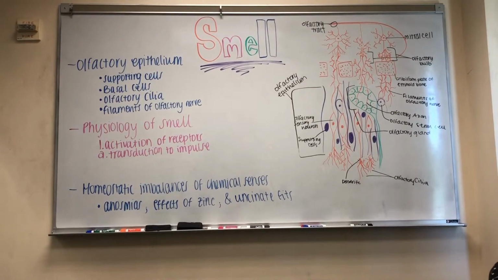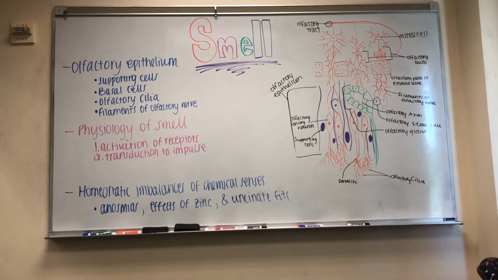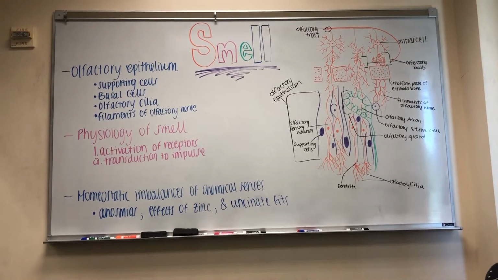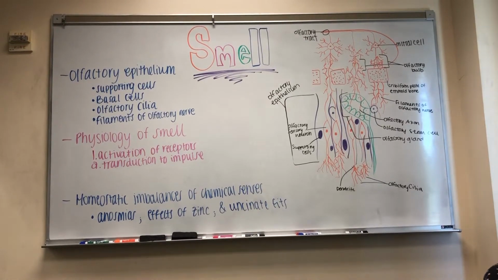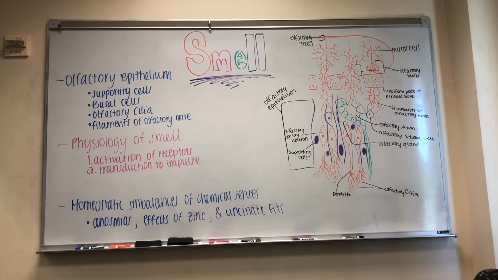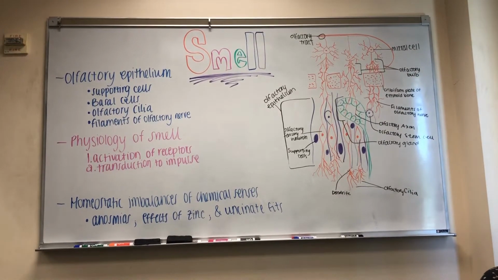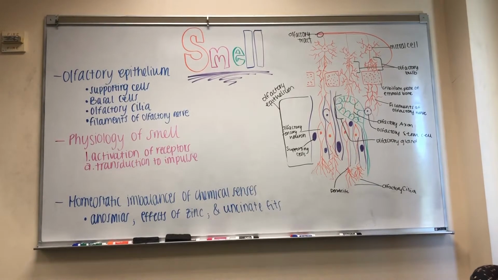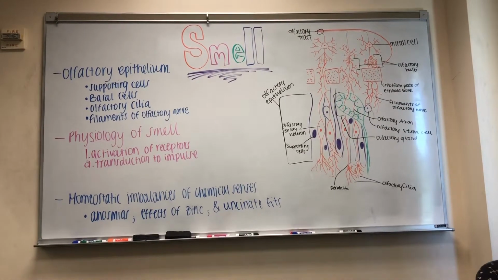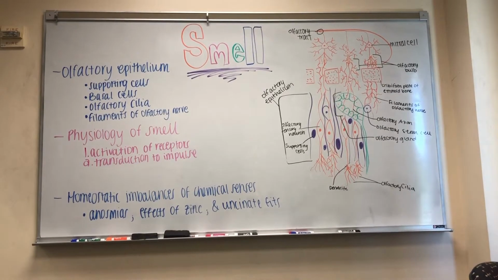Transduction to impulse. G proteins are activated, which activates enzymes that synthesize cyclic AMP. Cyclic AMP then acts directly on plasma membrane cation channels, causing them to open, allowing sodium and calcium to enter. Sodium influx leads to depolarization and impulse transmission. Calcium influx causes the transduction process to adapt, decreasing its response to a sustained stimulus.